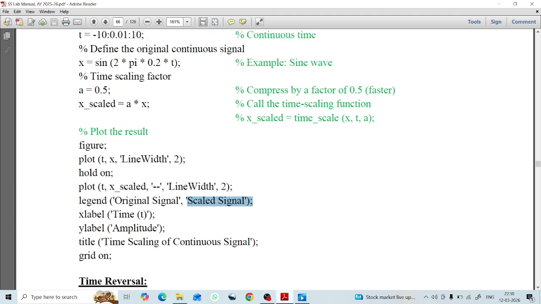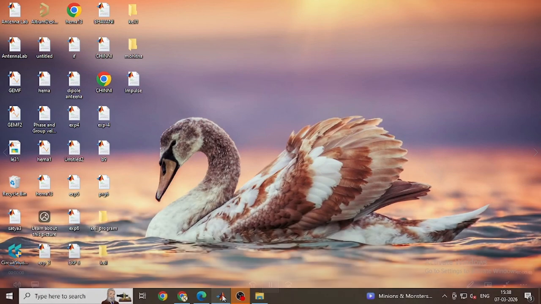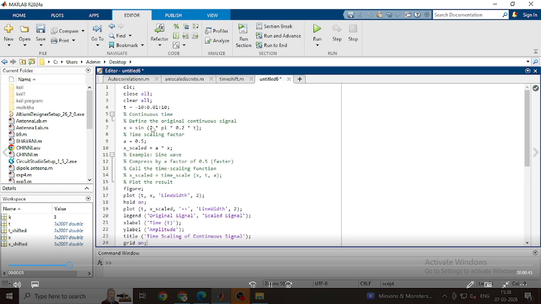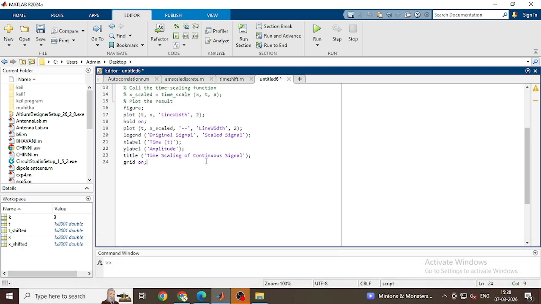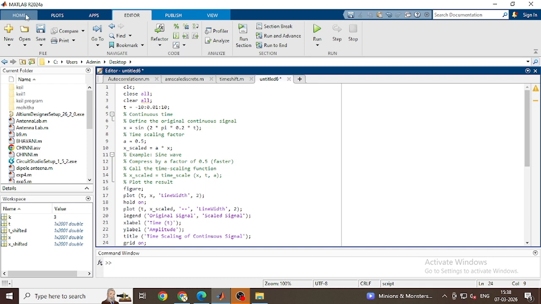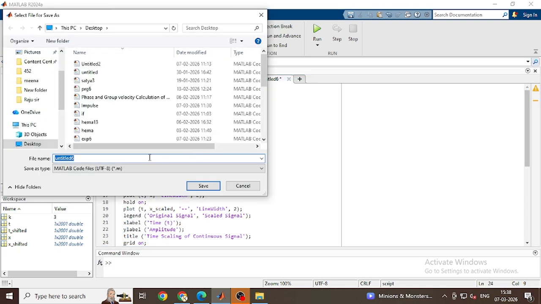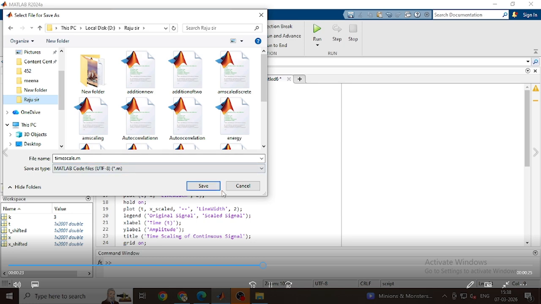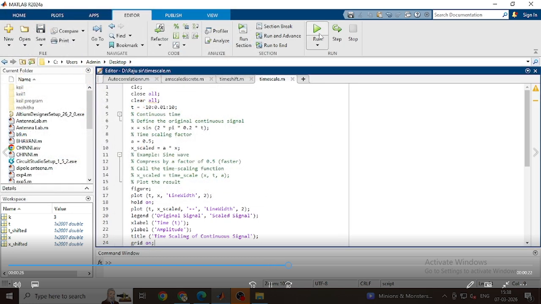So for this, open MATLAB and write the same code here. ఇక్కడ మనం కోడ్ రాసిన తర్వాత మనం దీన్ని సేవ్ చేయాలి. సేవ్ అనే ఆప్షన్ మీద క్లిక్ చేయండి. సేమ్ కోడ్, అదే కోడ్ నేను ఇక్కడ తీసుకున్నాను, టైప్ చేయాలి. నా ఫోల్డర్లో timescale.m అని నేను సేవ్ చేస్తున్నాను. మీరు ఎక్కడైనా సేవ్ చేసుకోవచ్చు. సేవ్ చేసిన తర్వాత రన్ ఆప్షన్ ఉంటుంది పైన, దాని మీద క్లిక్ చేయండి.